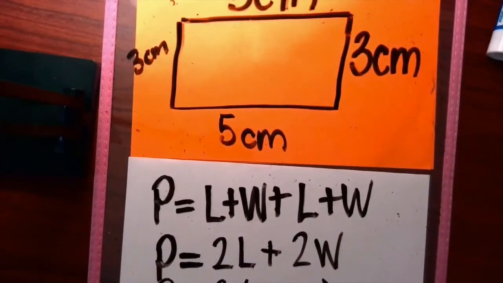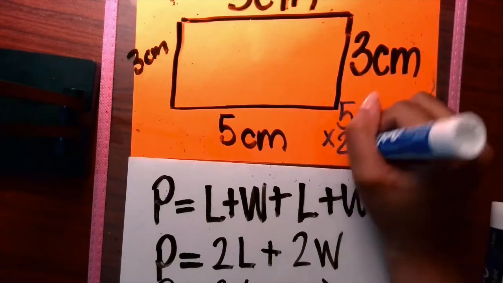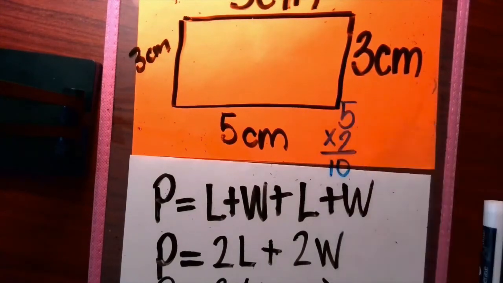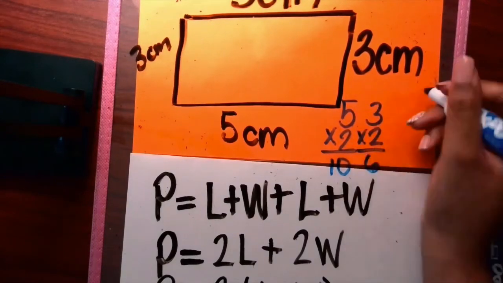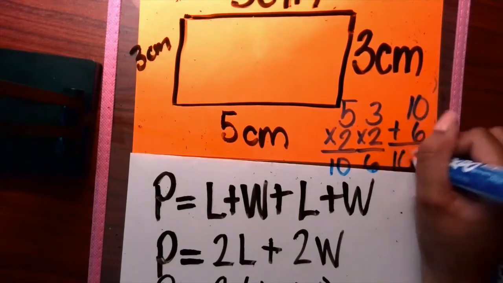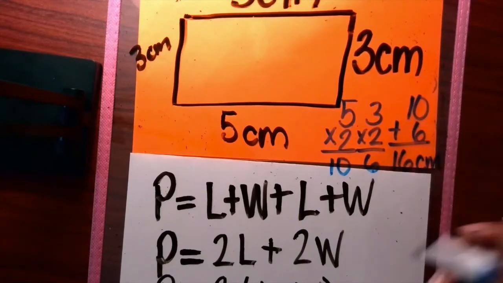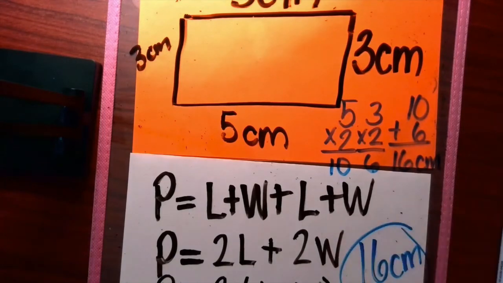I'm going to use this formula here. So 2 times the length. Well, to do that, I know I would need to take 5 times 2, which is 10, then 3 times 2, which is 6, and then 10 plus 6, which is 16 centimeters. So my perimeter here would be 16 centimeters.